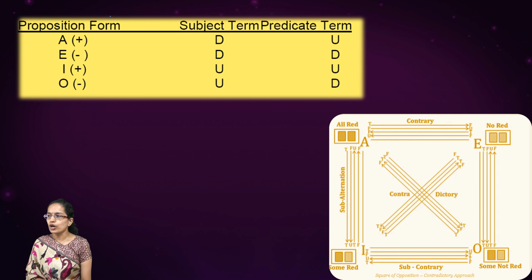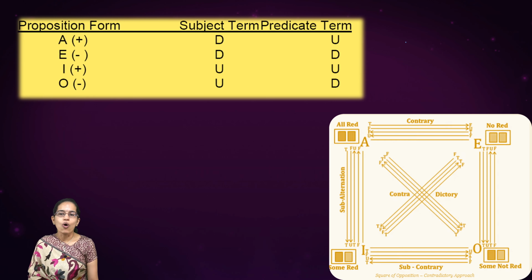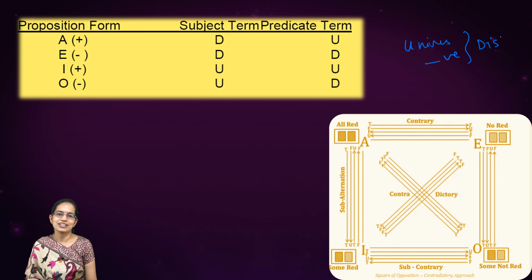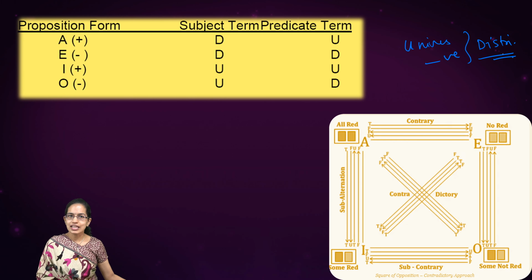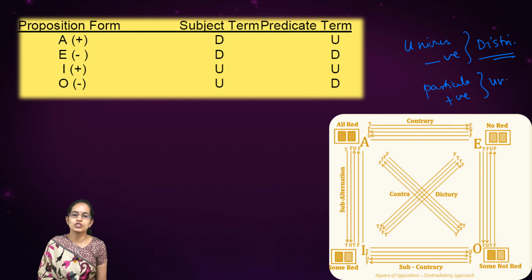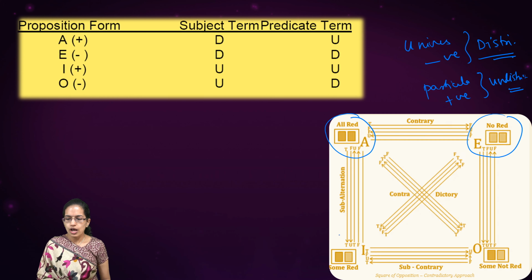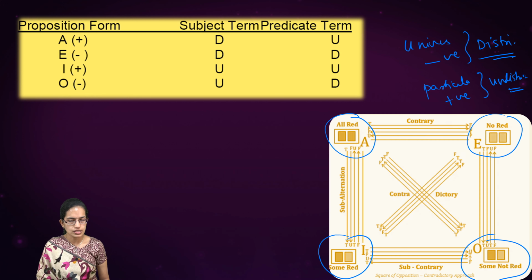This is a very basic thing that you need to remember in the square of opposition. Now, the interesting concept is that all the universals and the negative ones are distributed, and that's universally true. We'll understand this with examples case by case in the upcoming sections. The next is whenever you have a particular and a positive case, it is undistributed. This is something that you can simply memorize. Now, you have the cases of A, which is all, E, which is no, I, which is some, and O, which is some not. So, let's understand each of these propositions one by one.